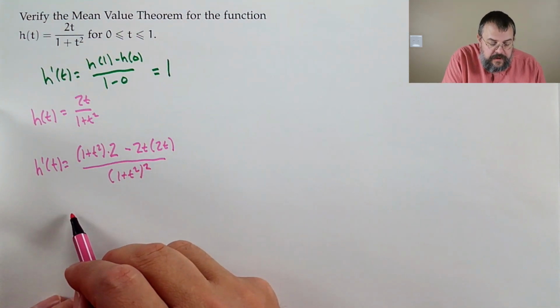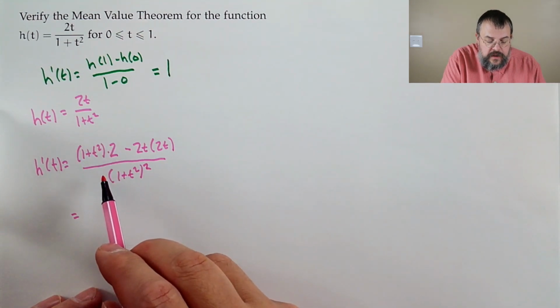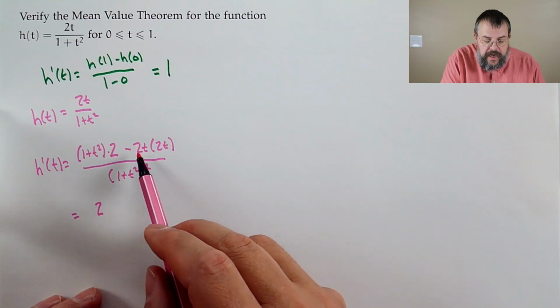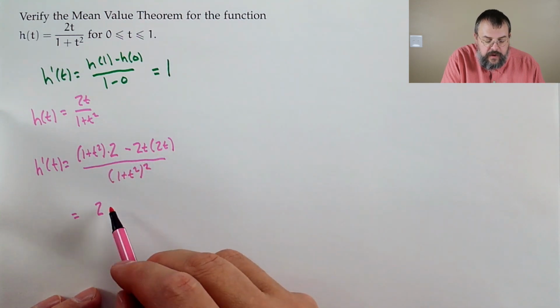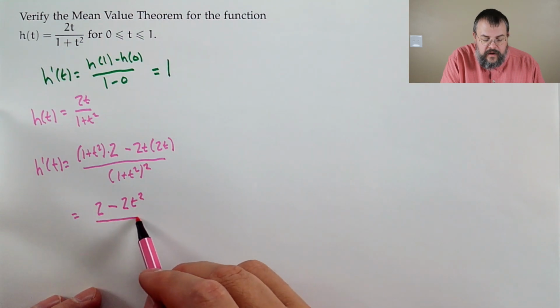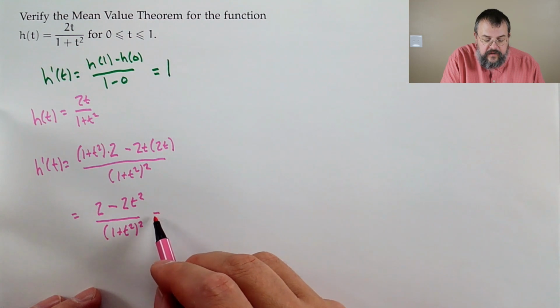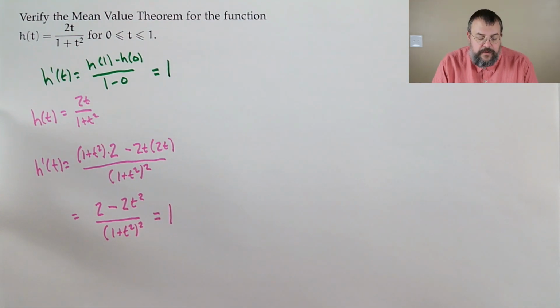Okay, we can clean that up a little bit, at least upstairs we can. That would be 2, and then we have plus 2t squared minus 4t squared. So 2t squared minus 4t squared would be minus 2t squared, all divided by (1 plus t squared) squared. And that has to equal 1, right? Because we're setting our derivative equal to our average rate of change. Great. Now we just have to solve that formula.